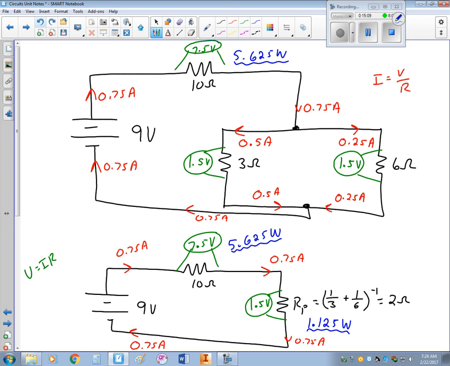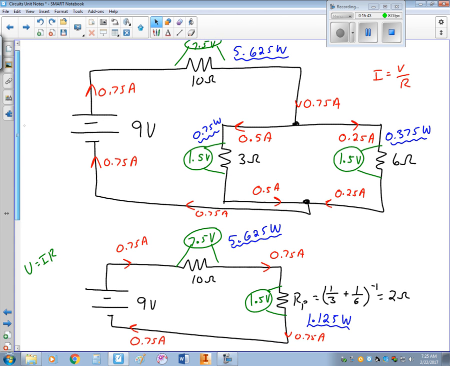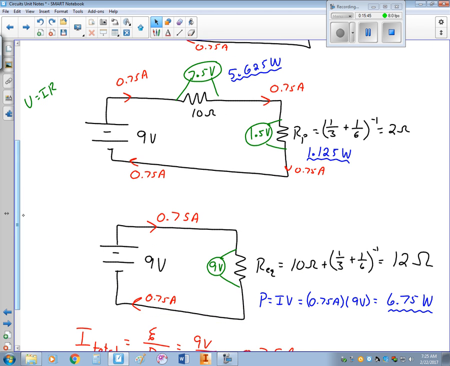Power is current times voltage. So if I do 0.5 times 1.5, I get 0.75 watts being consumed. And then if I do 0.25 times 1.5, I get 0.375. And notice if I were to take that 5.625 watts plus 0.75 watts plus 0.375 watts, they should all add together to give me 6.75 watts.